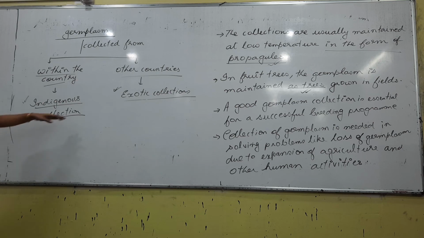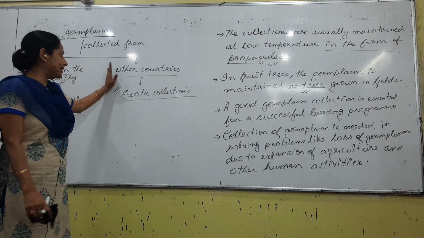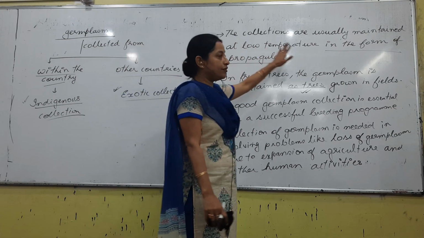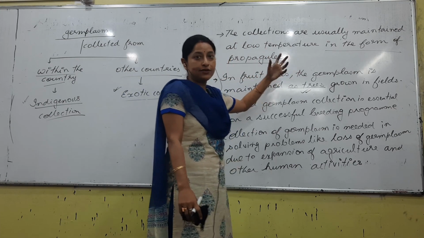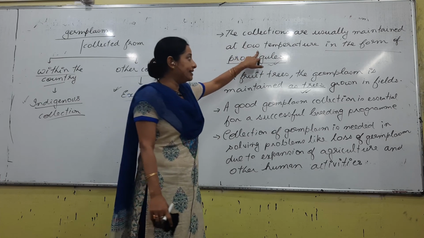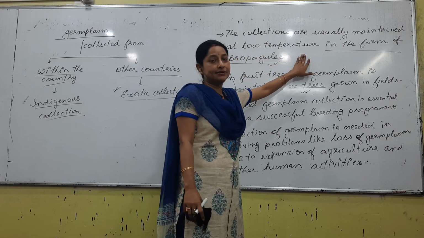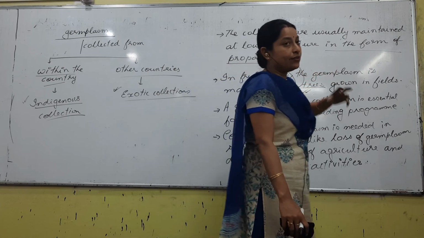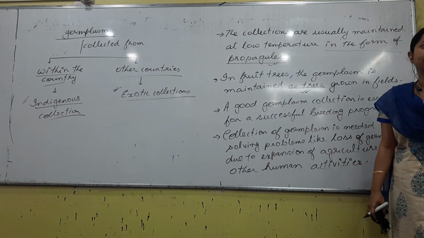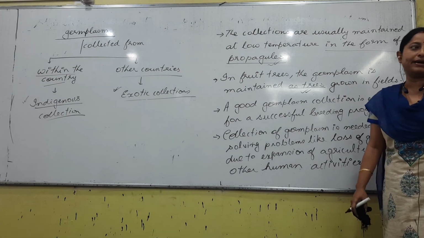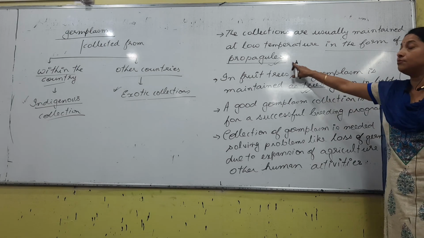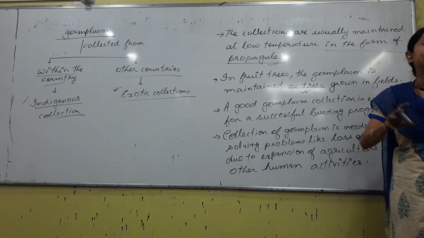So the first step is you need to collect the germplasm. From where will you collect? Either it could be indigenous, it could be exotic, right? If you are going for collection, the collected portion is generally maintained at low temperature, right? And in what form will you collect? Yeah, you have to collect the genes, but in what form? You cannot go to a plant, take the gene and come back. So what are you going to bring? You are going to bring the propagules. What is a propagule? A part.